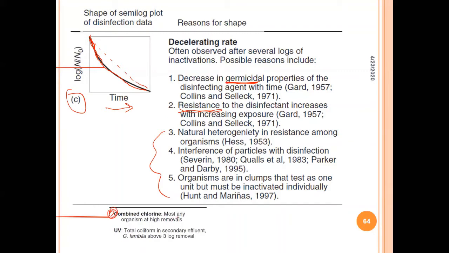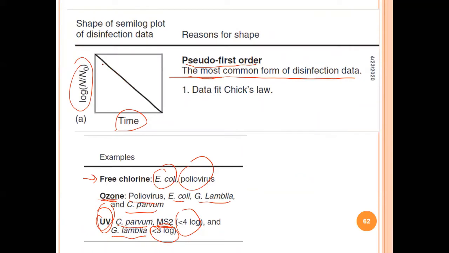So most microorganisms at high removal, you will find this kind of shape. Or if you are using UV, then total coliform in secondary effluent, particularly Giardia lamblia above 3 log removal, you will see this shape, a deviation from this standard pseudo first order reaction.